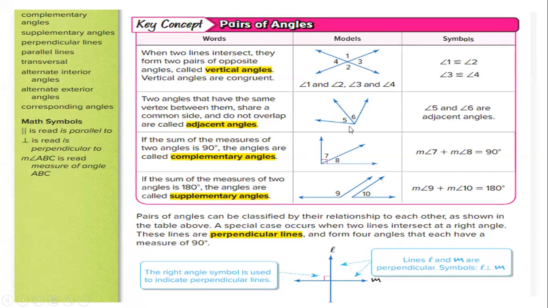The adjacent angles are the neighbors, so angle 5 and angle 6 are adjacent because they are sharing together only one line.